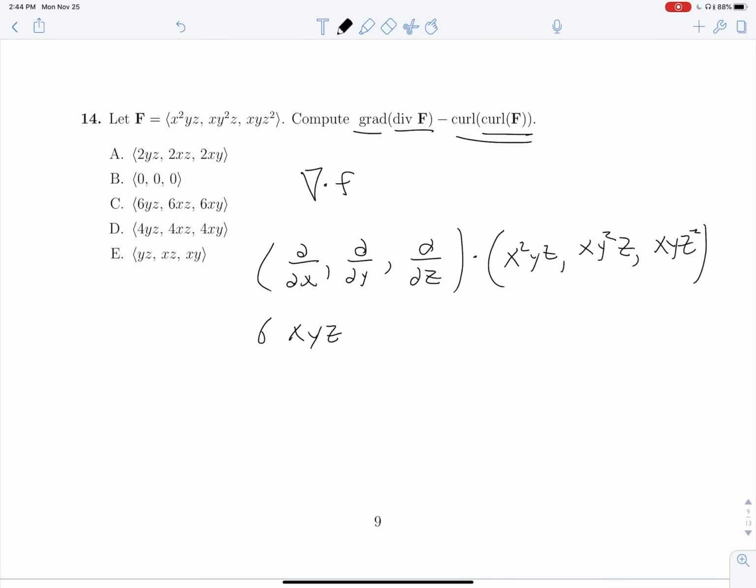the gradient of. And we see that that is, so gradient of this guy is just going to be the vector 6yz, comma 6xz, comma 6xy. Okay, we're halfway done, but not really, because curl takes a little bit longer.